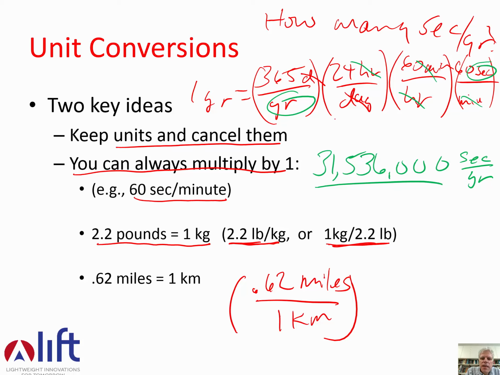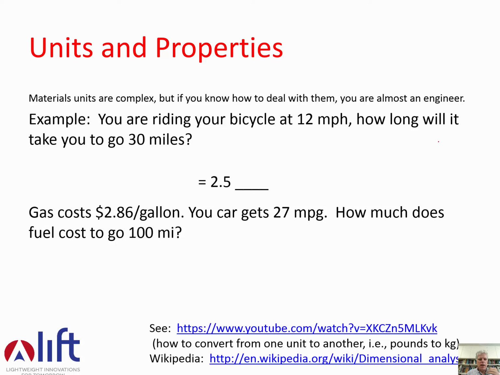And again, the important thing here is each of these fractions is basically equal to 1, and then you can cancel them out. You can do simple things with this. You're riding a bicycle, you're going to go 30 miles at 12 miles an hour. So 30 miles divided by 12 miles per hour. Do the same thing. The miles cancel. The hours was on the denominator of the denominator, makes it back to the numerator, and you get 2.5 hours out of that.